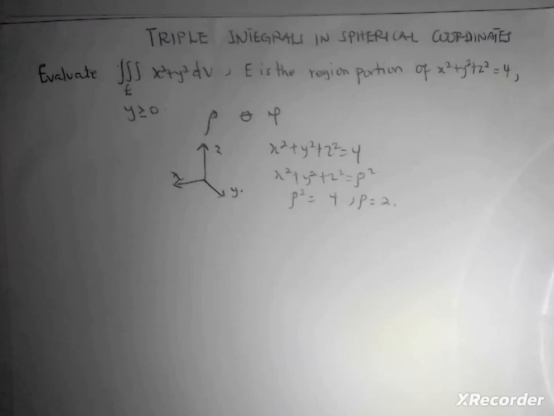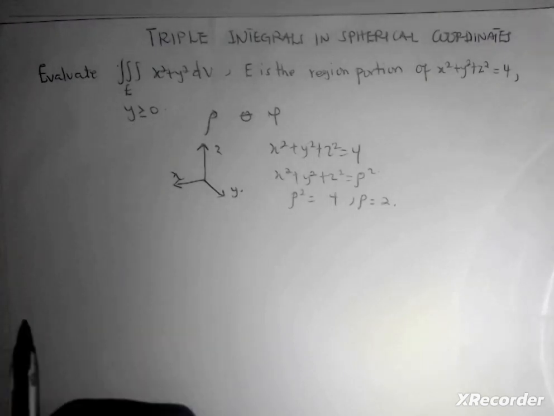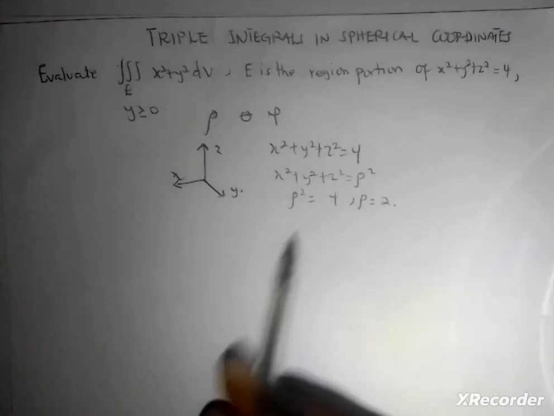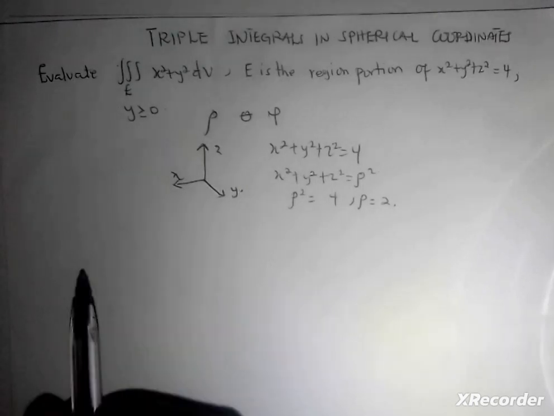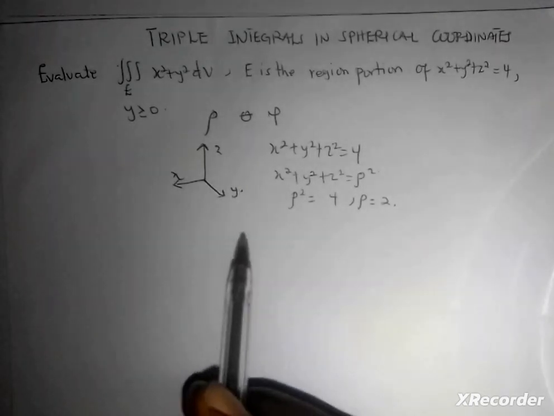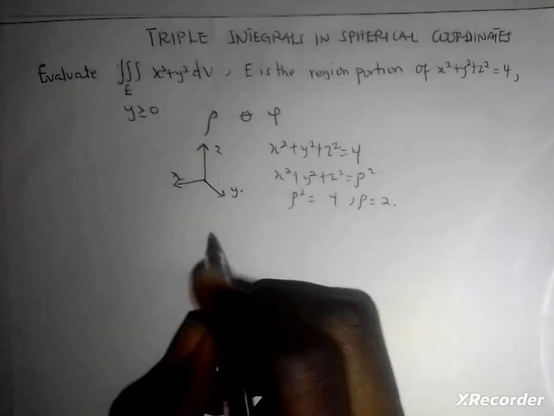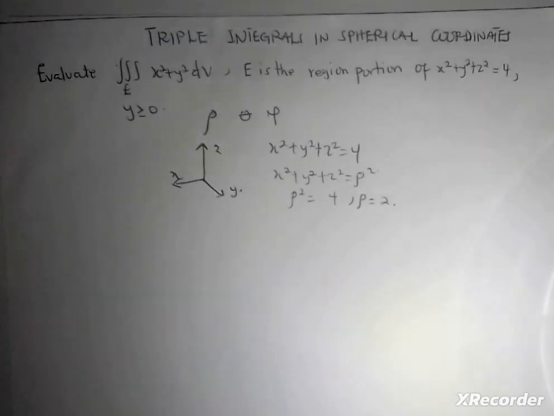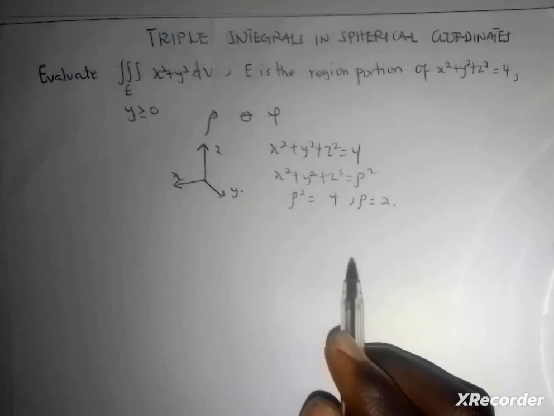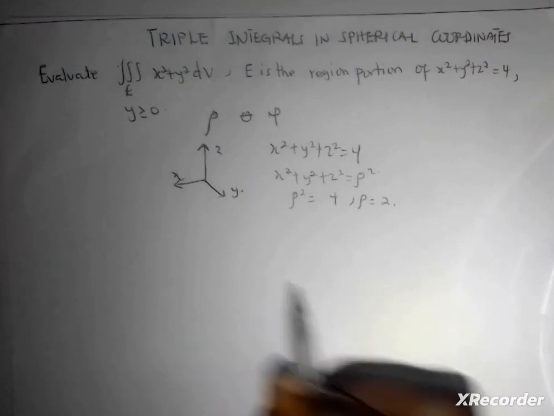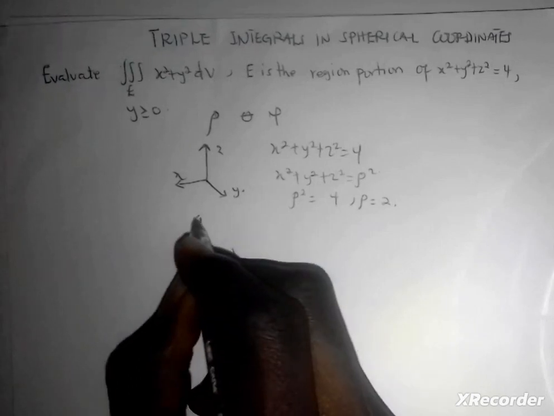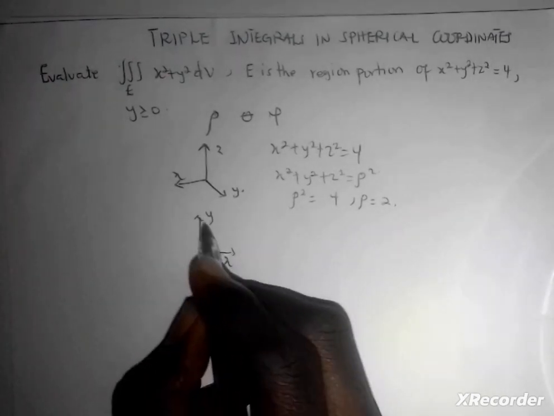Now, the next condition was y is greater than or equal to 0, meaning that we are interested in the positive part of this region. So let's see how you're going to sketch this. So considering the positive side of this region, and this is a sphere, so straight away I'm going to draw the xy plane here. So this is the x and this is the y. So we are interested in this part of the graph.